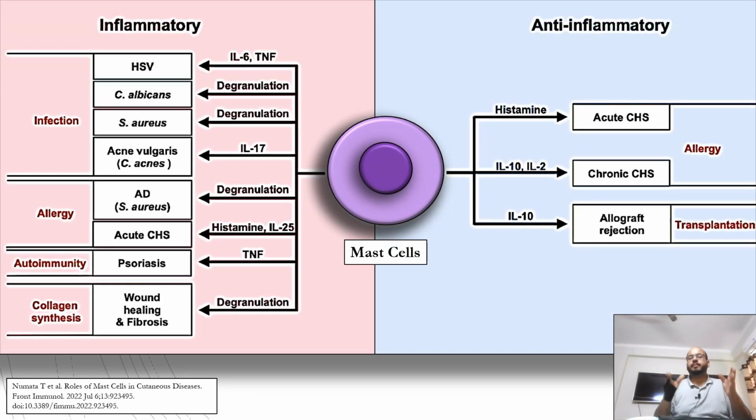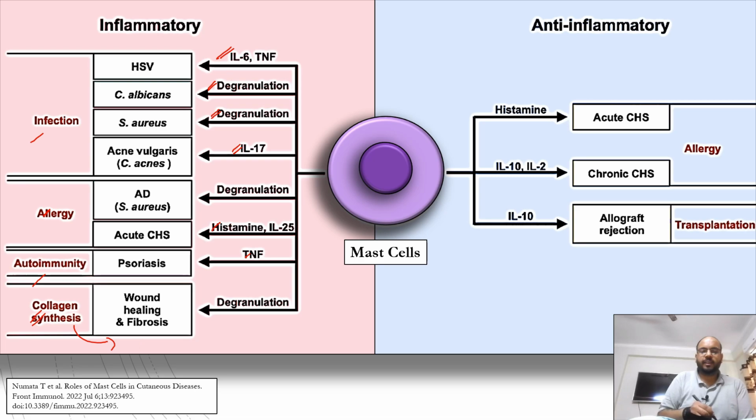Now, this slide summarizes the inflammatory and anti-inflammatory action. So I will not go into further detail. I've already discussed with the members of the channel in detail the role of mast cells in skin. It is just a summary. Inflammatory processes utilize IL-6, TNF alpha, degranulation molecules, interleukin 17, and histamine. All of these mediators increase inflammatory processes that we see in infections, allergies, autoimmunity, and increased collagen synthesis, which will further lead to fibrosis.